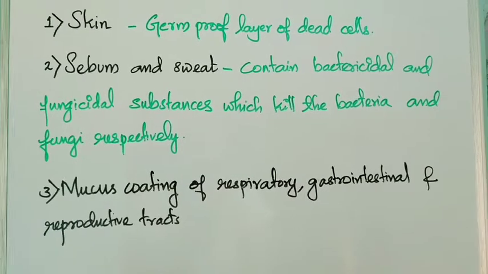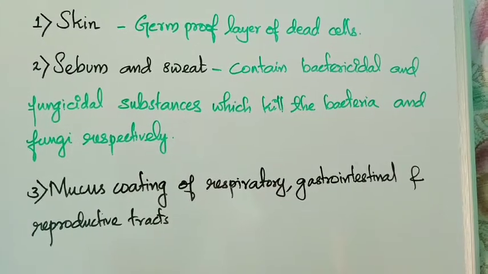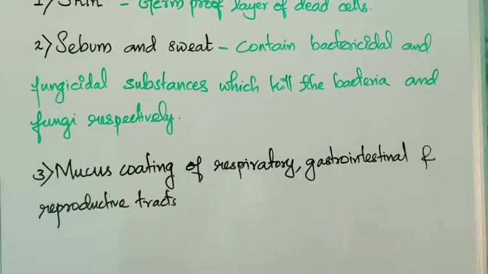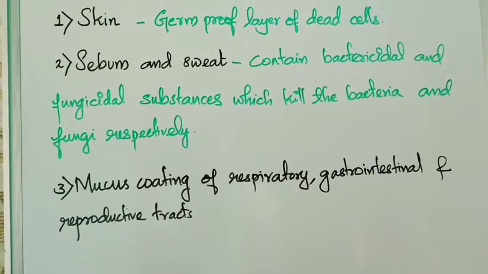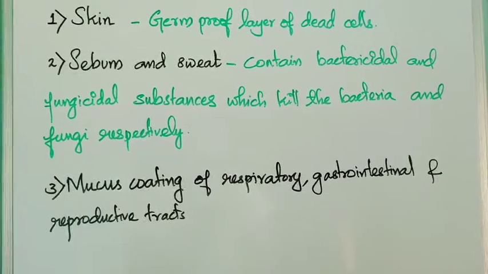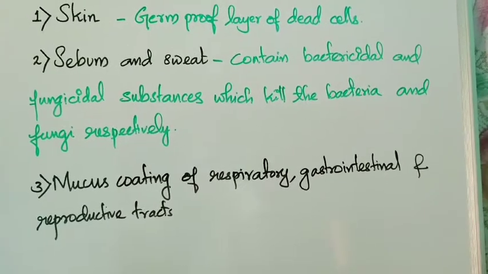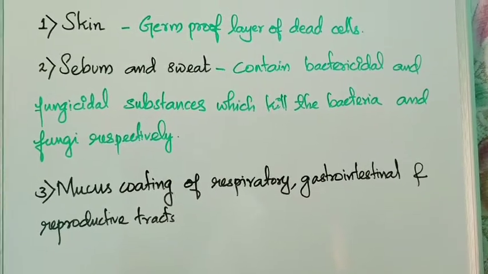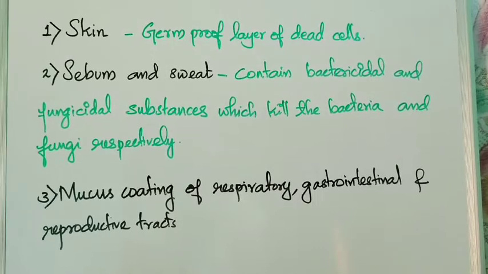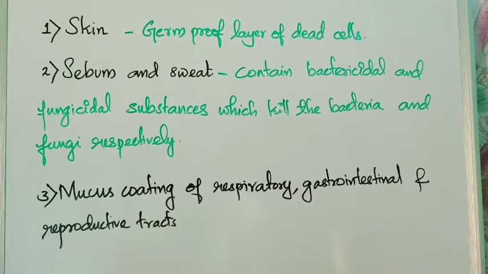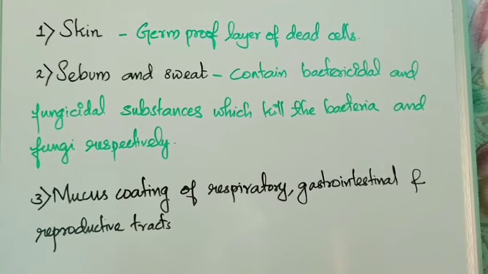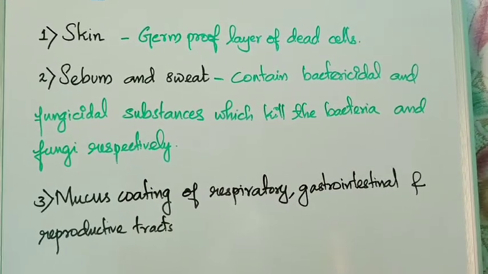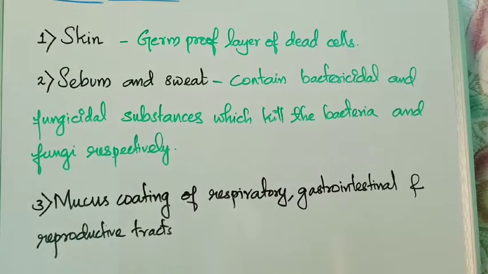The respiratory, gastrointestinal, and reproductive tracts all have a mucus coating. For example, if something unwanted, some foreign substance, tries to enter our body, you immediately feel the need to sneeze. Sneezing is a way for our body to push out all the foreign particles that were trying to enter. When it gets trapped in the mucus or fine hairs in our nose, it triggers the brain.